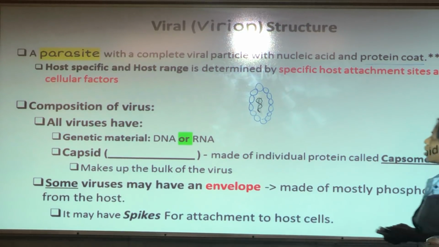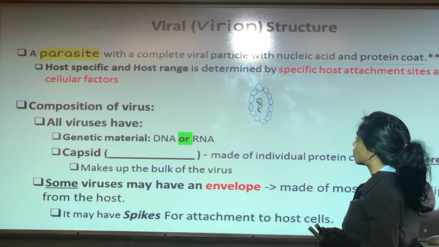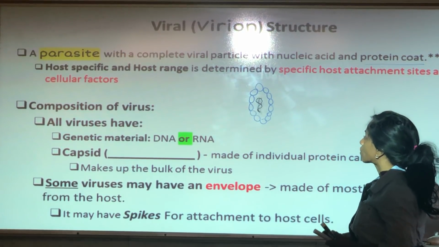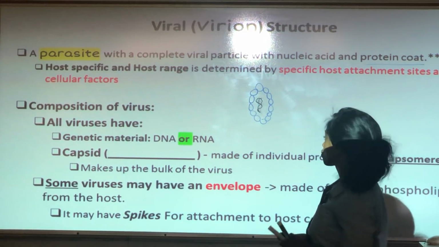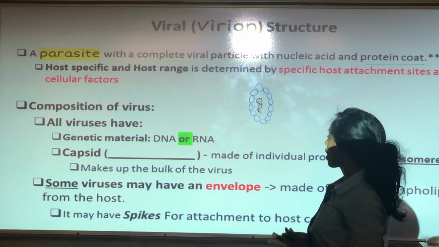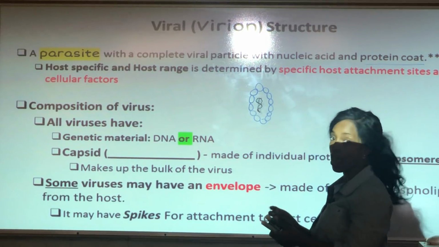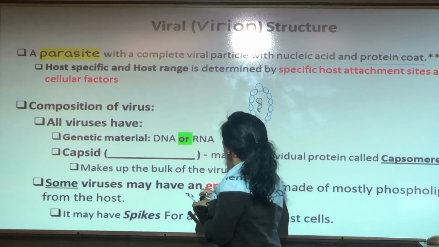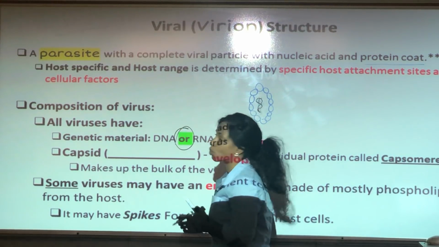Okay, so again, the parasite with nucleic acid and protein coat. The virus is going to be host and range specific, but we'll come back to those points. Let's look at the composition of viruses. So all viruses have genetic material. The genetic material is DNA or RNA, right? So DNA or RNA. So let's circle this, this is important, right? So either can have one or the other.